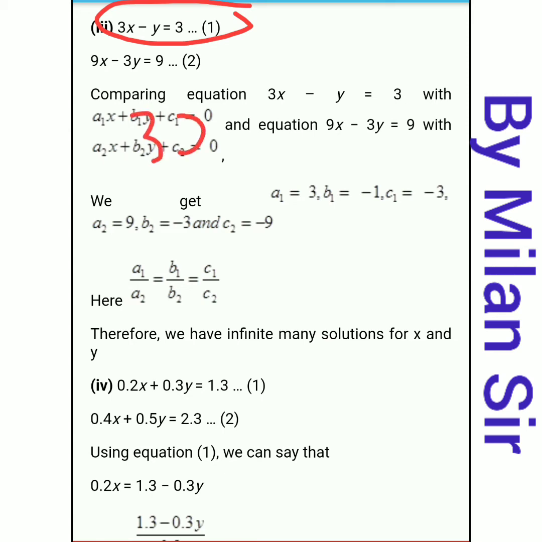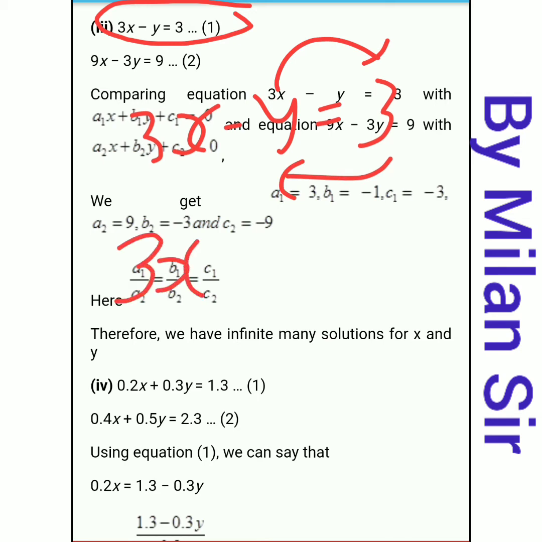Now the first equation is 3x minus y is equal to 3. Transfer y to the right hand side, transfer 3 to the left hand side. So if we transfer plus 3 to the left hand side, it becomes minus 3. And if we transfer our minus y to the right hand side, it becomes plus y. So y is equal to 3x minus 3.